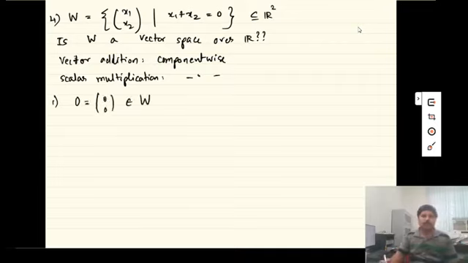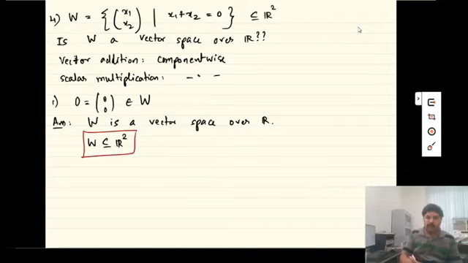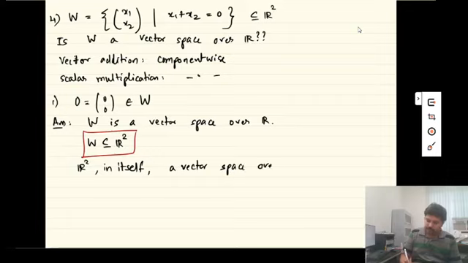But an important thing to observe here is that W is a subset of R2. That is something that is really very interesting to observe. R2 in itself is a vector space over R. So we have a subset of a vector space, and that subset also turns out to be a vector space. Is that special because the subset that I am considering is special, or will that happen for every subset?